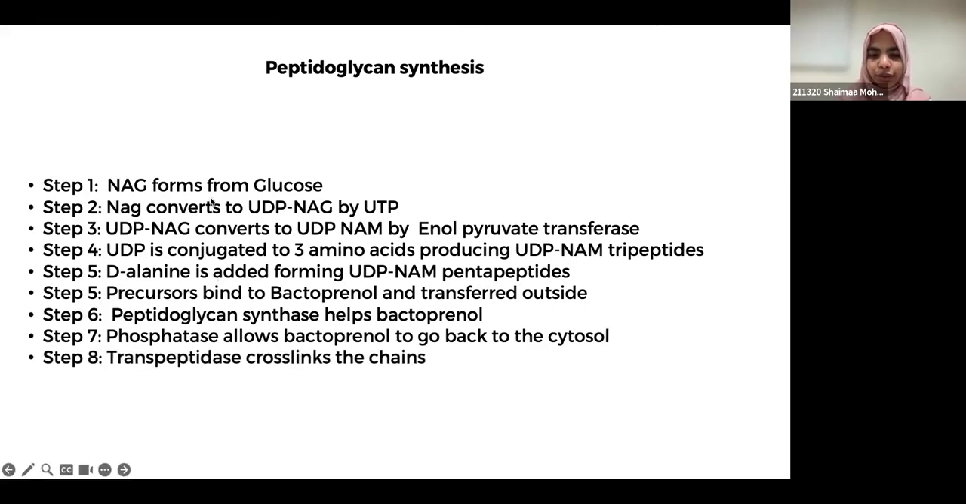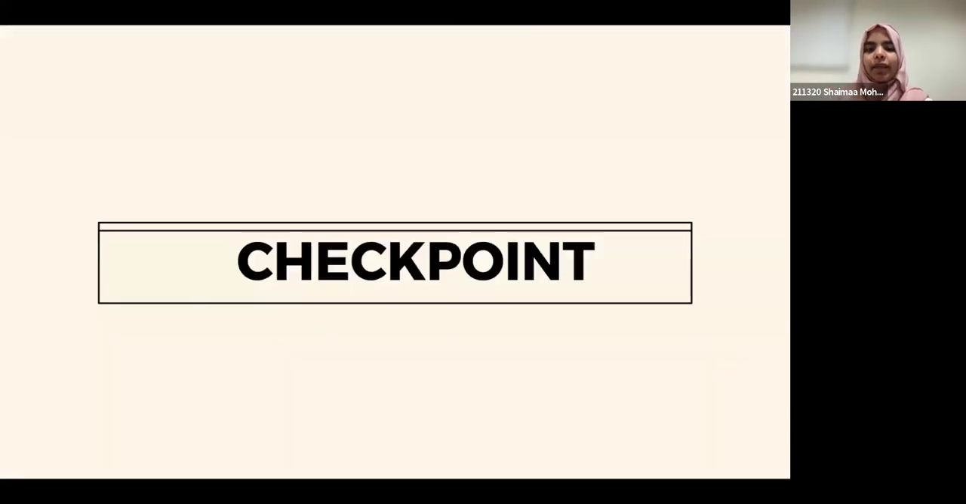And if we're going to just remember the inhibition: enol pyruvate transferase is inhibited by phosphomycin, the D-alanine racemase inhibitor is cycloserine, the inhibitor of transferring outside by clinging onto D-alanine is vancomycin, phosphatase is inhibited by bacitracin, and transpeptidase is inhibited by beta-lactam. So all of these inhibit cell wall synthesis, and therefore they can kill the bacteria by lysing it. Okay? So now we reached that checkpoint. Is everything clear until now? Before we move on.